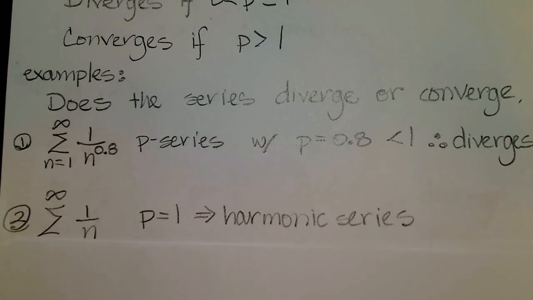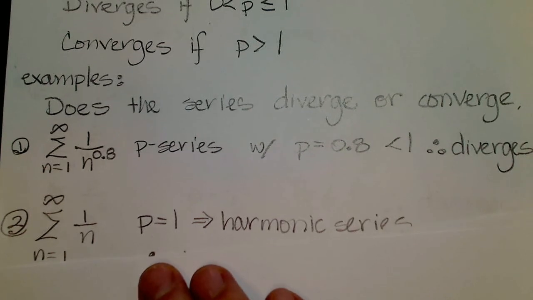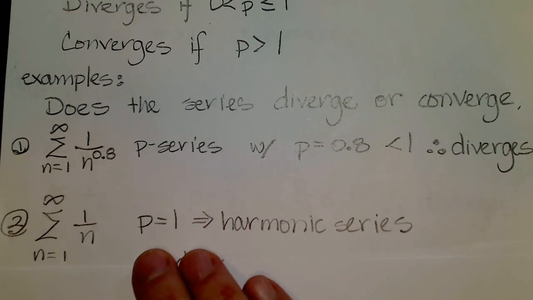Let's look at another example. So here we have our p-series that we talked about earlier, our harmonic series. So we have the sum from 1 to infinity of 1 over n. Well, we saw that before. That's 1 plus 1/2 plus 1/3 plus 1/4 and so on.